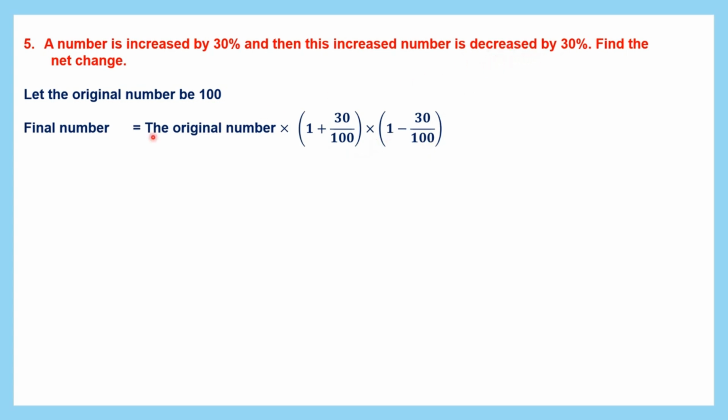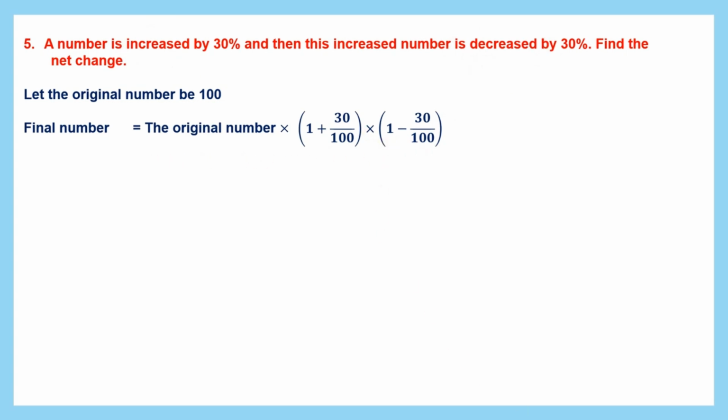So let me tell you this once again. Now, if you have to find the final number, this is one way of finding. That is the original number into 1 plus 30%, that is 30 by 100, into 1 minus 30%, that is 30 by 100. Here we have written plus because it is increased first. Here we have written minus because it is decreased next. Now all we have to do is simplify this.